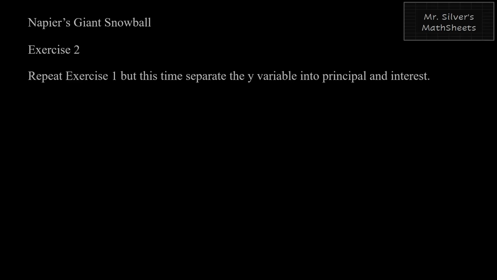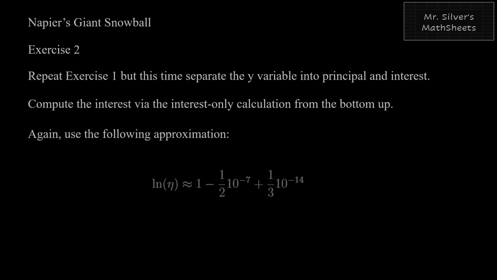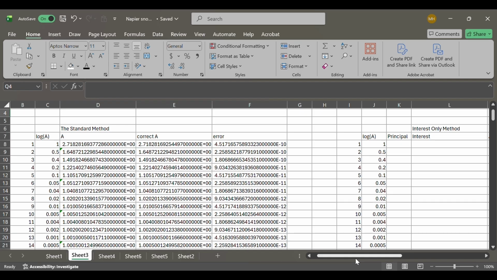So in exercise 2, we're just going to repeat exercise 1. But this time we're going to do it a little bit better. We're going to do it with the principal and interest, calculating the interest with the interest-only calculation. We're going to use the same approximation for eta. That approximation's fine. It will allow us to calculate the digits that we're missing. Let's go back to the spreadsheet.